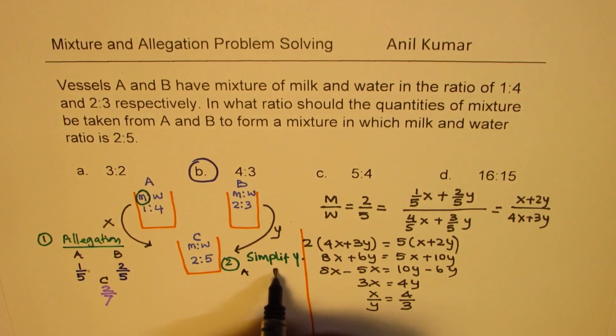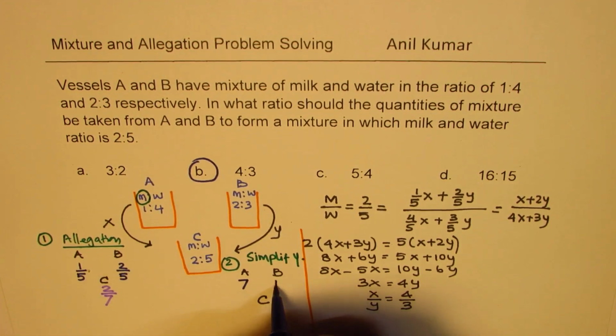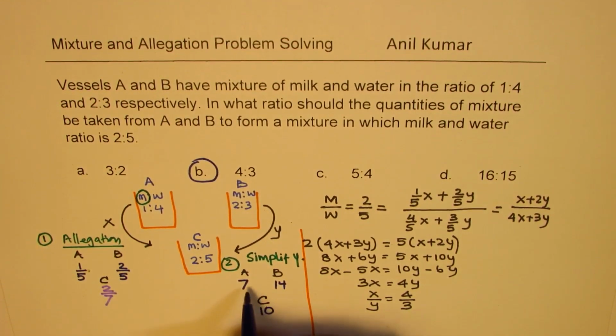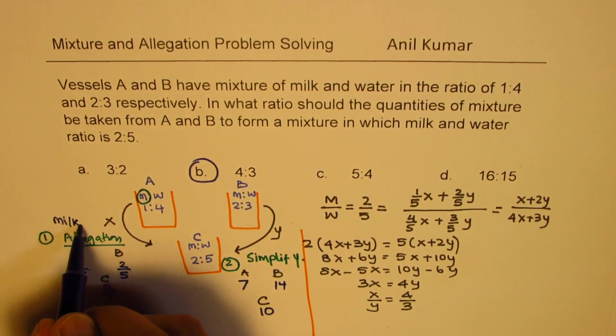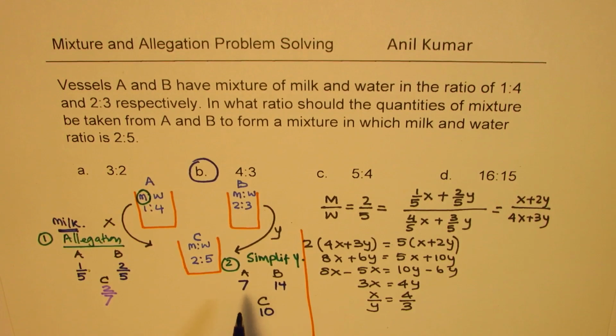Well, we have A, B, and C. These two quantities we need to figure out in what ratio, and C. Now, if I multiply everything by 35, then we get rid of denominators, right? So that gives us 7. And multiplying this by 35, 7 times 2 is 14. And as far as C is concerned, it becomes 10, right? We are comparing milk at present, so our focus is the quantity of milk in each, which is 7, 14, and 10.